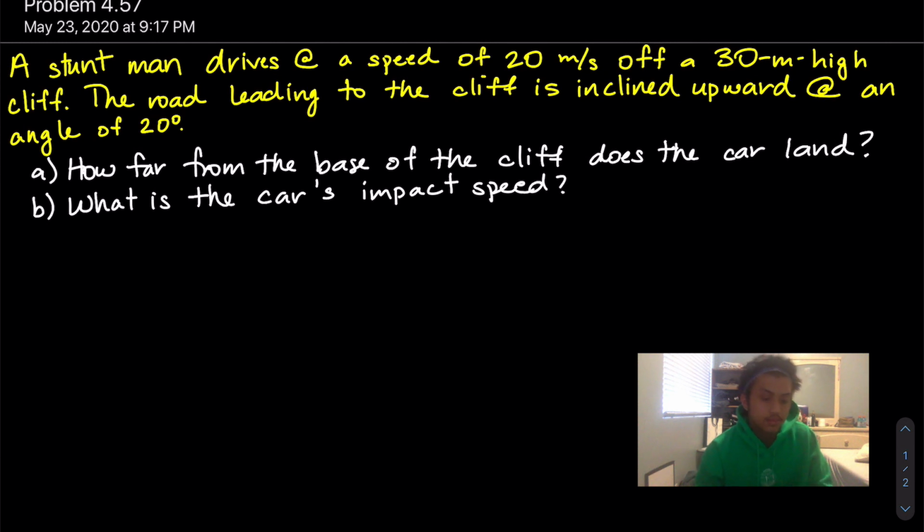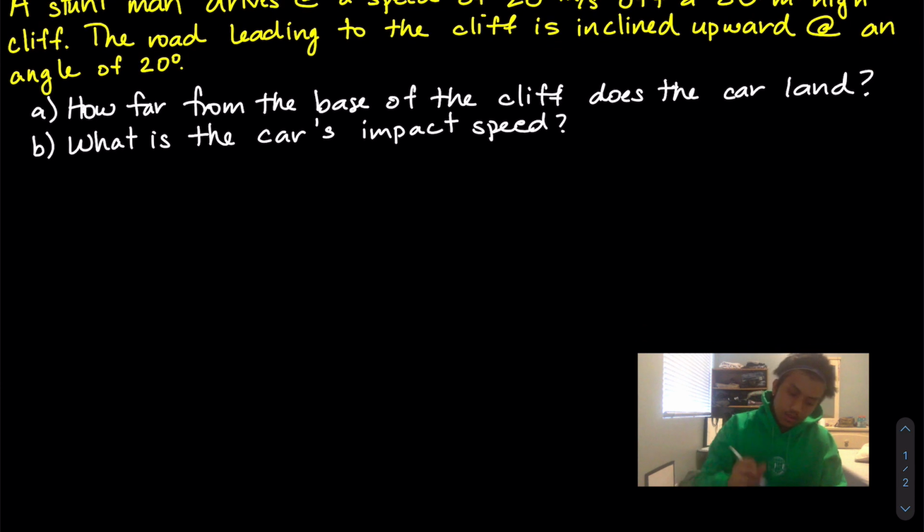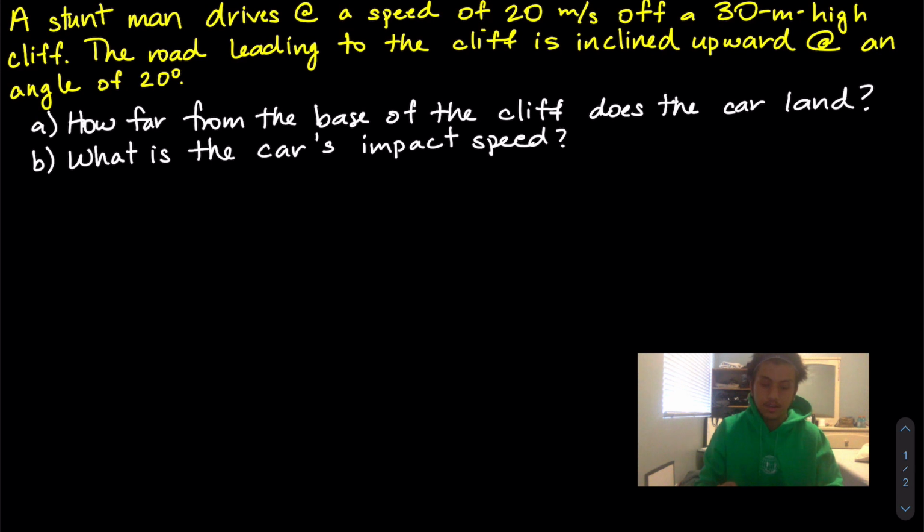So it says that a stuntman drives at a speed of 20 meters per second off a 30-meter high cliff, and the road leading to the cliff is inclined upward at an angle of 20 degrees. And it's a two-part question. So, how far from the base of the cliff does the car land, and what is the car's impact speed? So, first thing you need to do is draw a diagram to illustrate what the problem is trying to say.